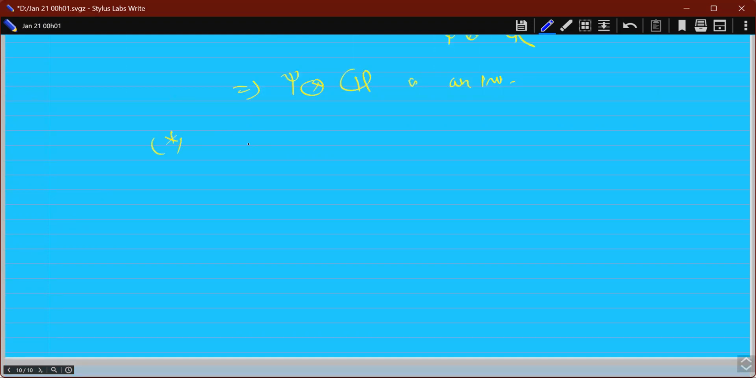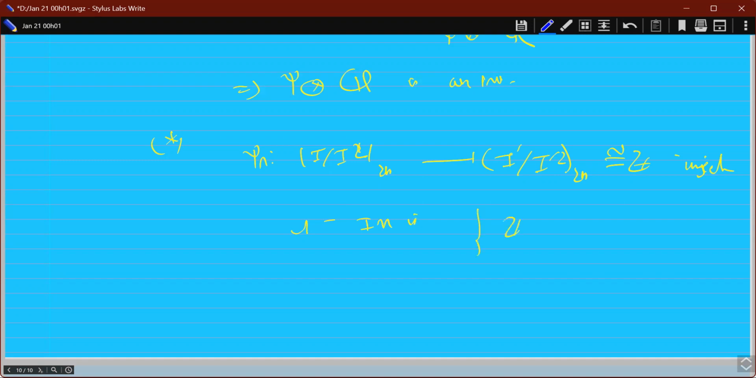Let me write it again. So we want this to have this, and this is injective. So this is the theorem, and the image is Z if it is not equal to pk and pz.